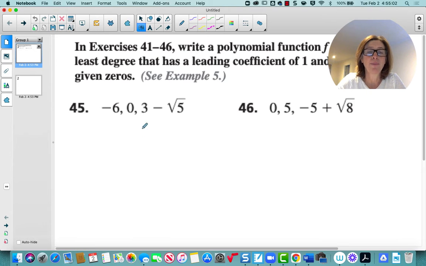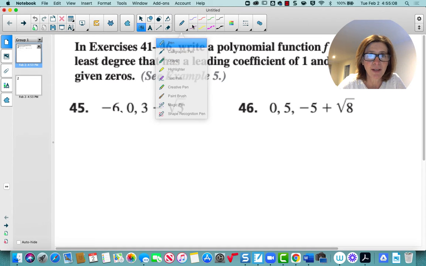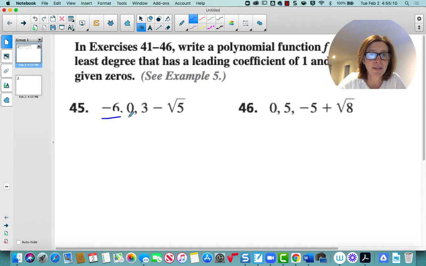Okay, so what we have to recognize is that this is a real zero. Let me switch to a different color. There we go. This is a real zero, this is a real zero, and this is a complex zero, right? Because we have this square root. So that means that we also have to consider its conjugate would also be a zero. So that would be 3 plus root 5.